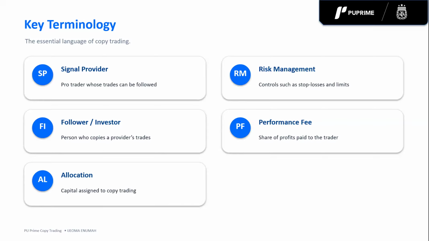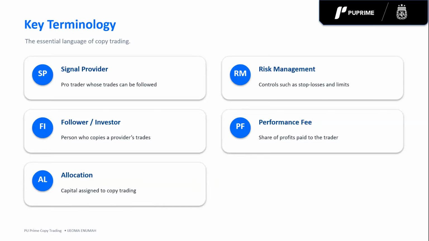Now the performance fee. Also remember that I talked about the profit share and all of that. It can also be called the performance fee, where you share the profits and pay it to the trader. I'd also like to add that the performance fee, or the profit split, is done automatically. The system does it automatically and pays it directly to the trader whose trades you're copying.